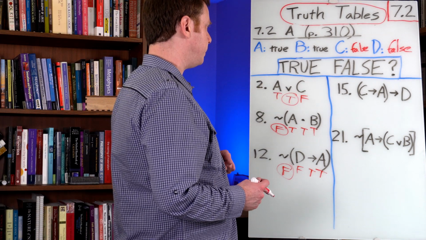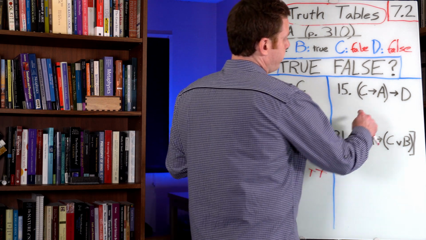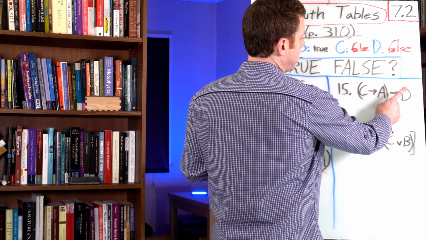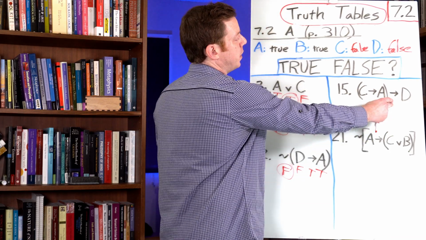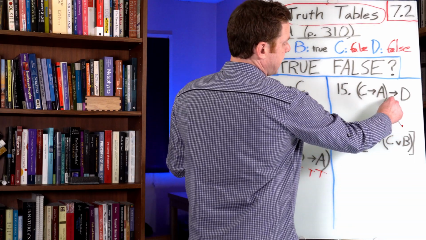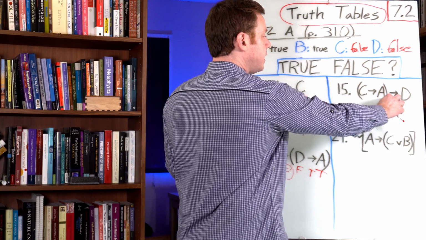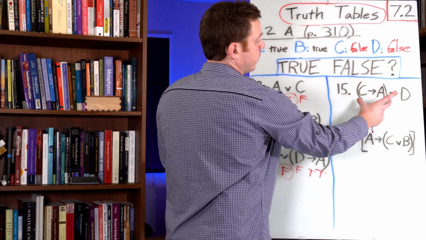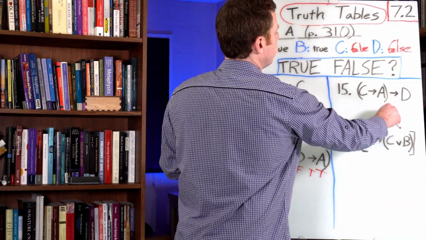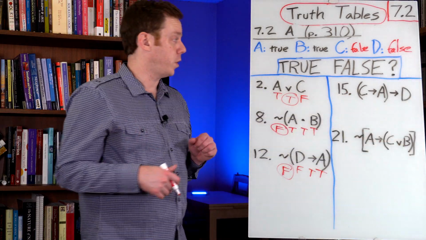Number 15. This one looks maybe a little tricky. We've got a conditional inside parentheses, and then we've got a conditional that's made up of this, the if part, and this, the then part. So this is the main operator, right? Because everything else is in its scope. An if-then needs an if part and a then part. This whole thing is the if, and the D is the then. So this is our main operator. That's the truth value we're looking for to determine if this whole statement is true or false.